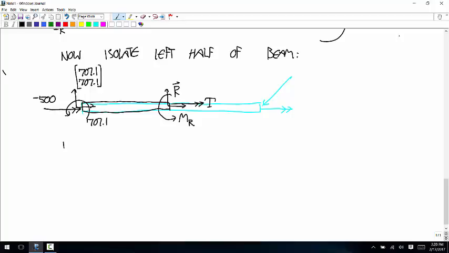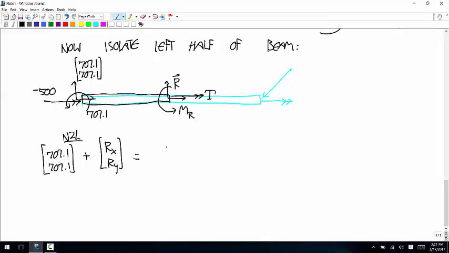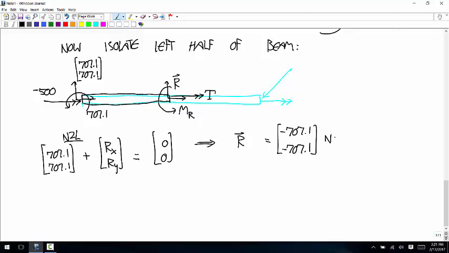So Newton's second law says 707.1 plus Rx, Ry is equal to zeros. And that tells us that this reaction force R is equal to negative 707.1, negative 707.1. That's Newton's second law.